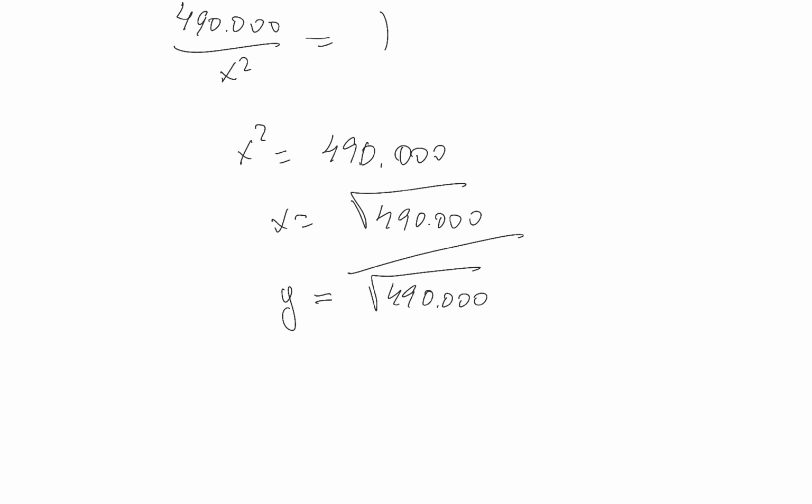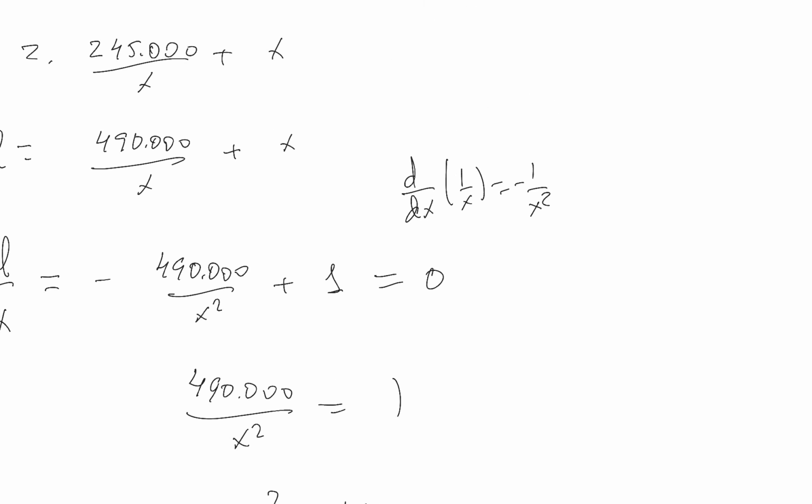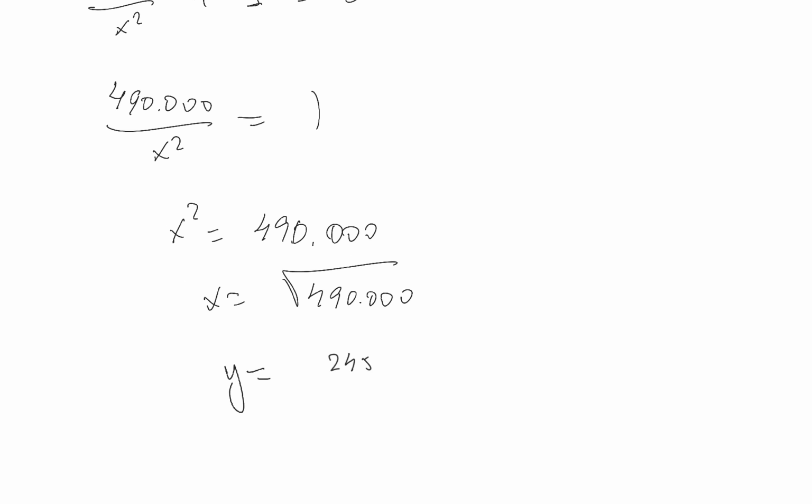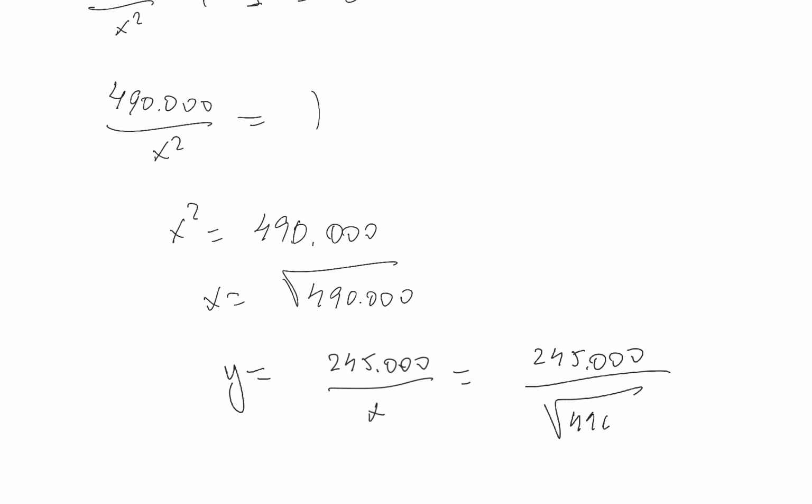So the x is square root of 490,000, and let's go to correct the y. The y is 245,000 divided by the value of x. So the y is 245,000 divided by square root of 490,000. So if you take a calculator now, you can find these two numbers. Let me take the calculator just a moment.